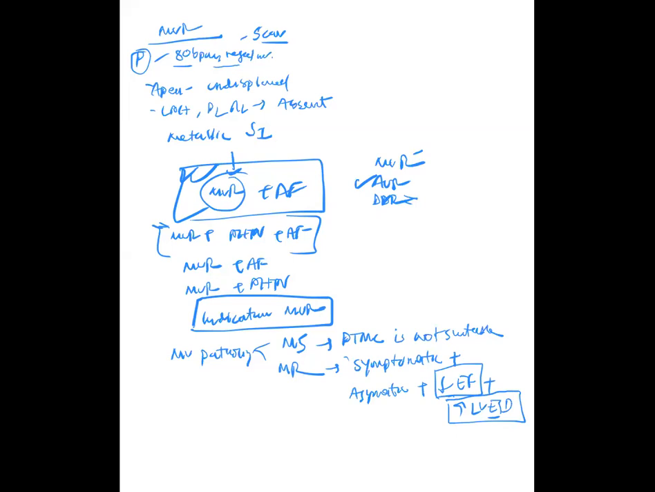So what are the indications of MVR? It may be mitral valve pathology like MS, where PTMC is not suitable. And in case of MR, where it is symptomatic, or in an asymptomatic patient where there is a decreased ejection fraction or increased left ventricular end-systolic diameter. Okay, so this is MS or MR.